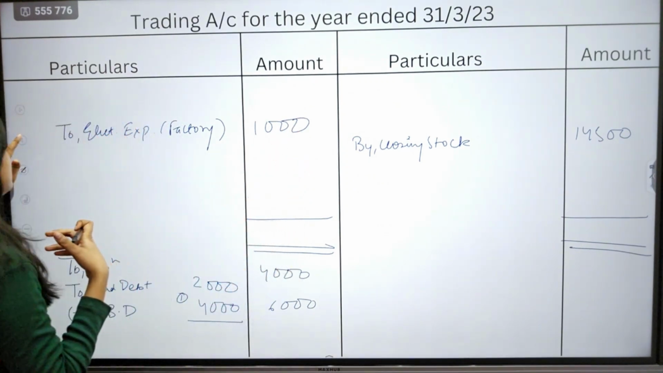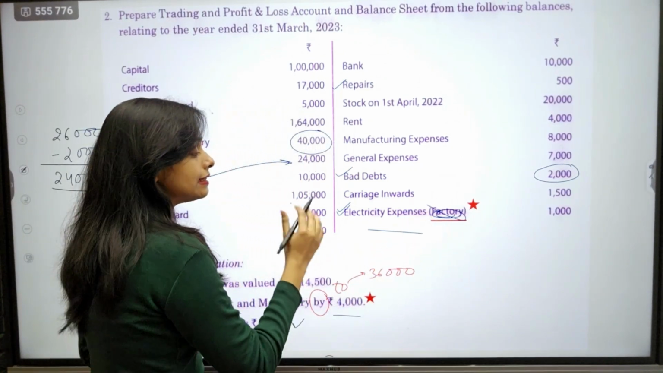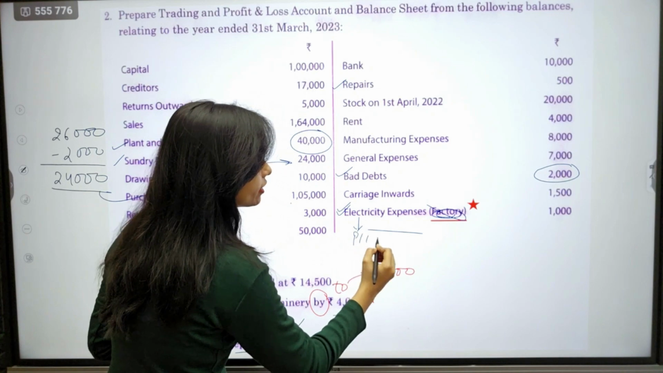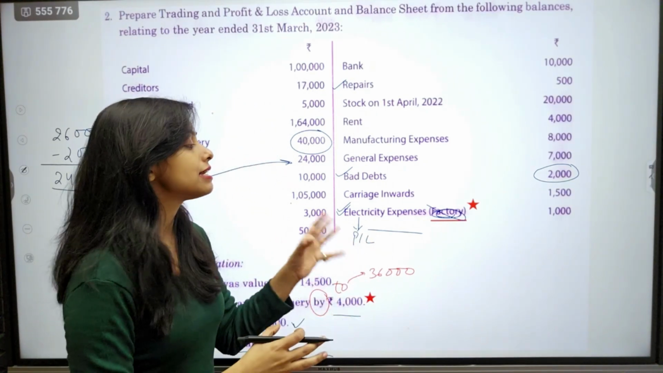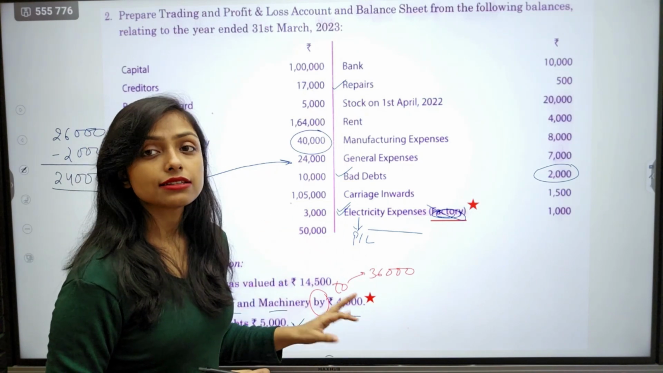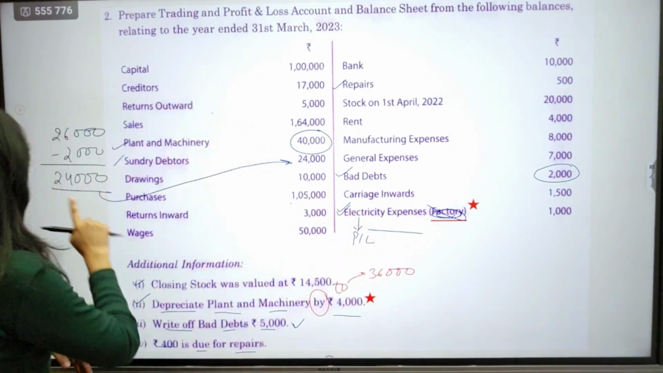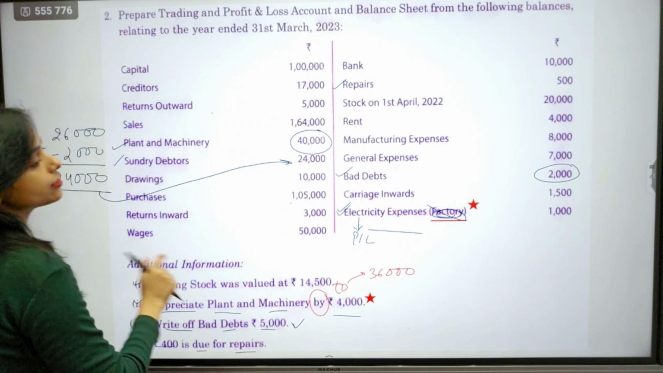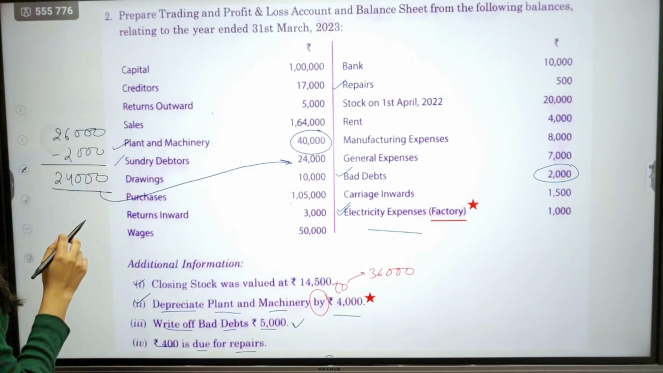Now imagine they would not have written "factory" over here. Then you would take it to the PL account, assuming it is your office expense, office electricity they are talking about. That would be an indirect expense in that case. But since they have clearly mentioned factory, we are taking it to the trading account. I hope this is clear to you. Fine. Let's move to the next question.